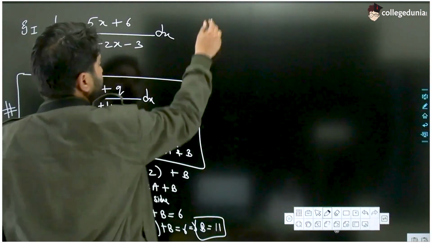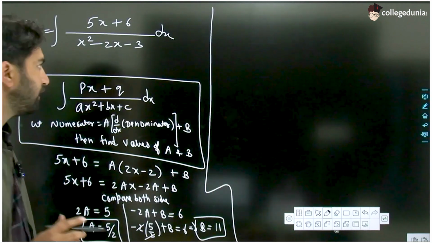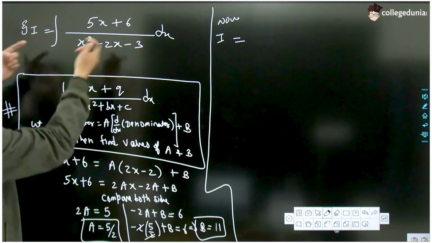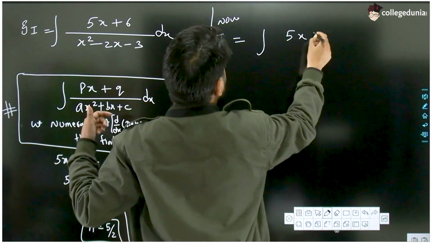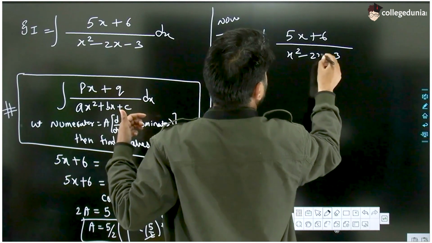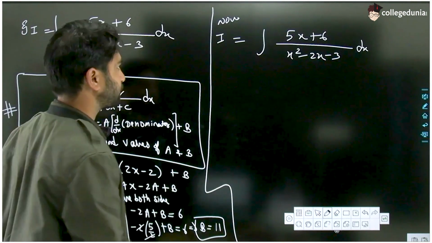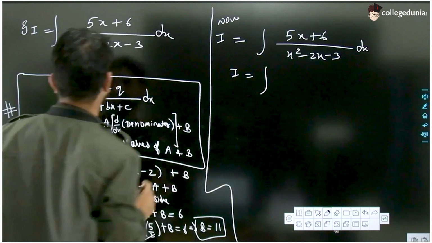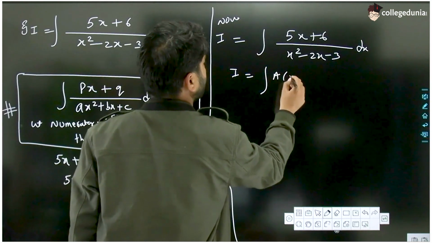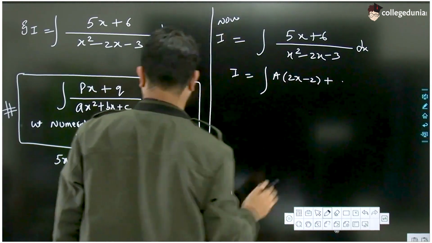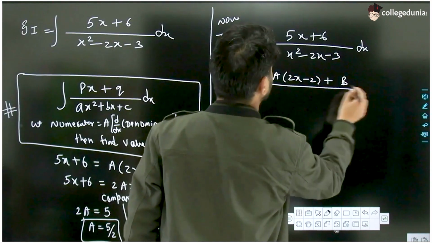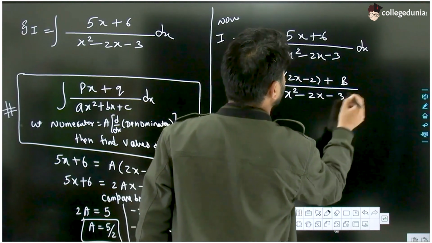ओके, सो गाइज इतना हमारा होता है, इतना हमने कर लिया ना. सो नाउ वी हैड टू इंटीग्रेट दिस टर्म, दिस एक्सप्रेशन, दिस इंटीग्रेंड. वी हैड 5x plus 6 in numerator, x square minus 2x minus 3 in denominator, right? So now we have assumed that the value of 5x plus 6 is equal to a(2x minus 2) plus b. ये ठीक है. In denominator we will have x square minus 2x minus 3.